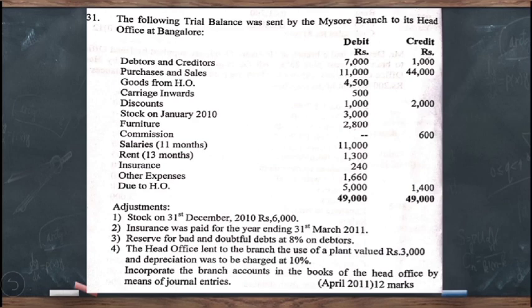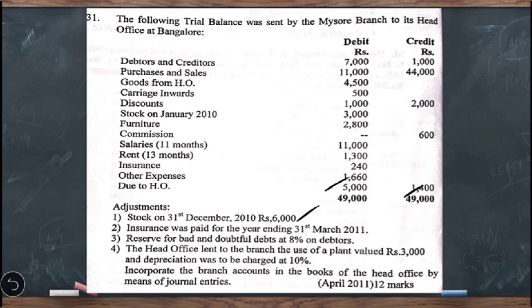Then insurance 240, other expenses 1,660, then due to head office, nothing but in the books of branch the head office account is showing a debit balance of 5,000 and credit balance of 1,400. Then other adjustments given are, first one, stock on 31st December 2010 amounting to 6,000, which is a closing stock. Then second one, insurance was paid for the year ending 31st March 2011.